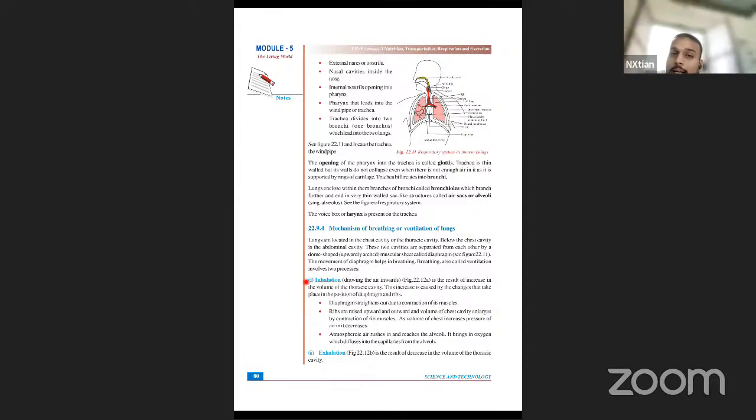So when we inhale, because we take oxygen, the oxygen goes inside the alveoli and the exchange happens there.